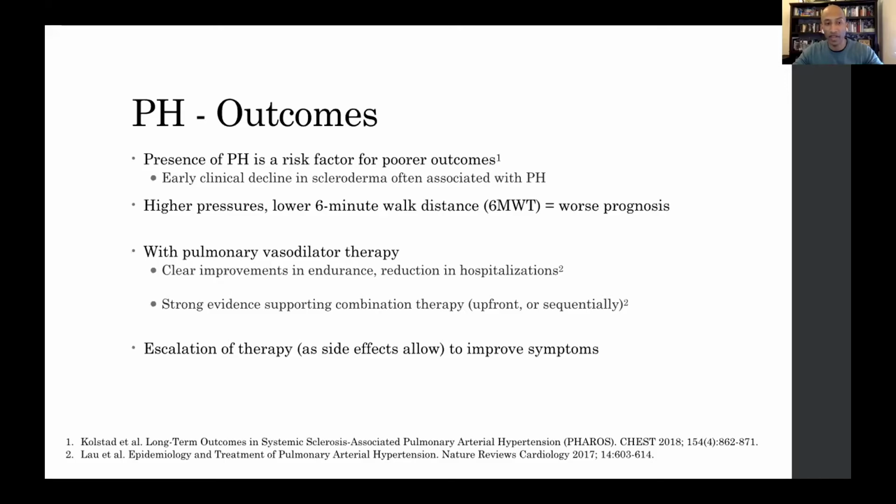And like I mentioned on the previous slide, there's strong evidence to support combination therapy, either upfront or sequentially. Once again, we're unfortunately at the mercy of the payers for drugs, and it's difficult sometimes to get approval for 2 drugs at the same time starting up front. But our pulmonary hypertension experts, to get around that, would typically start 1 drug, and if they know they're getting on a 2nd drug soon, they'll bring the patient back quickly and try to escalate therapy within a month or 2. So you try to push the therapy, you try to push the dosage, use combination therapy as side effects allow to improve your symptoms overall.